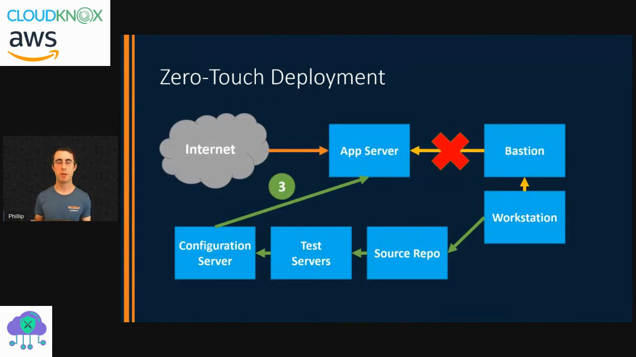And what this looks like in our picture is essentially disallowing communication from that bastion host to the application server. And all normal traffic is going through that path number 3, where it goes through the source repo and the test servers and the configuration servers. So we've got good control over what's being deployed to the application server and good confidence that it's not malicious.